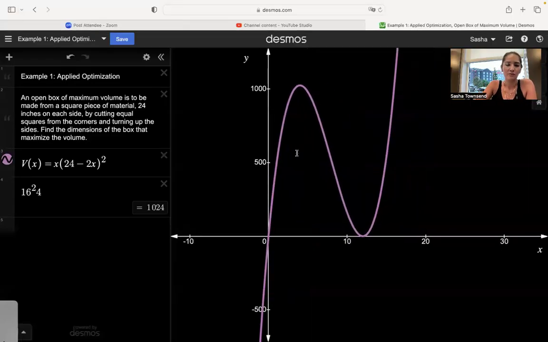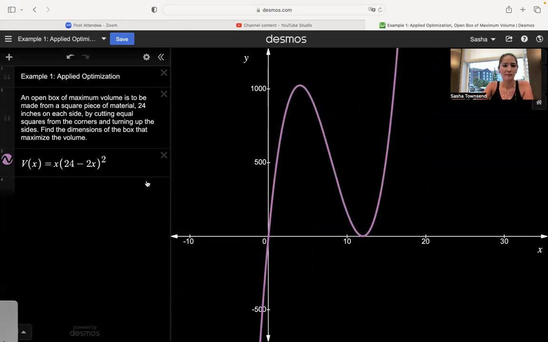So this is what our volume function looks like. It was x times the quantity 24 minus 2x, squared. And it's just a cubic polynomial function. And we know that the maximum volume occurs at 16 inches by 16 inches by 4 inches, which is 1,024 inches cubed. So we've got that from all of our calculations on paper, but I just wanted to see what that graph looked like.